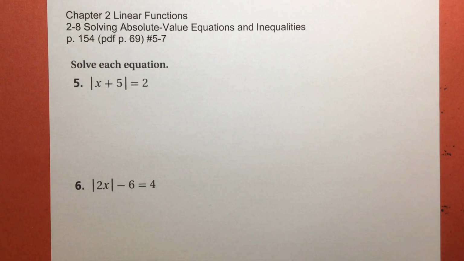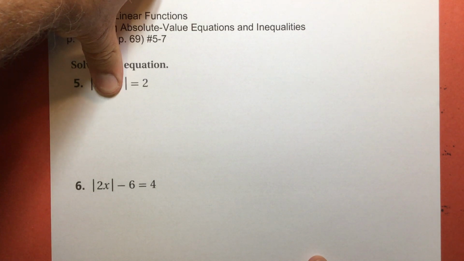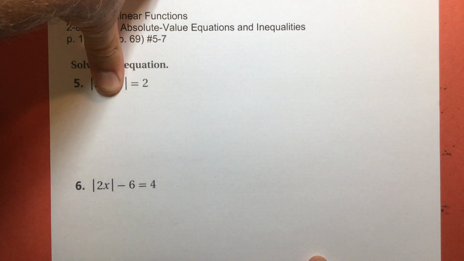Okay, welcome back. We're doing chapter 2, section 8, solving absolute value equations and inequalities. Still on page 154. This time we're going to do problems 5 through 7, where we're going to solve equations that have absolute values. And remember, for this problem, what is inside the absolute value is going to equal 2, or it's going to equal negative 2.